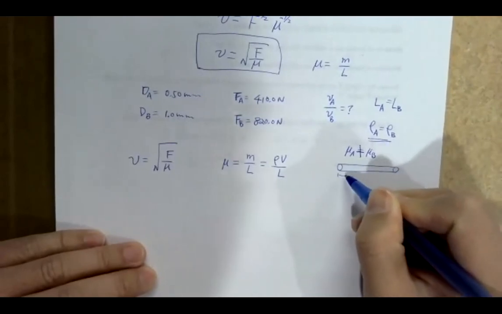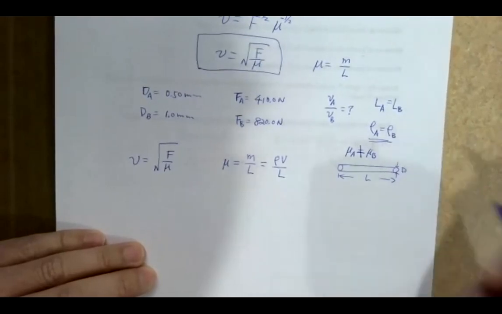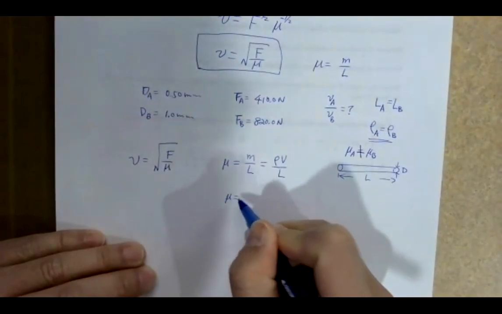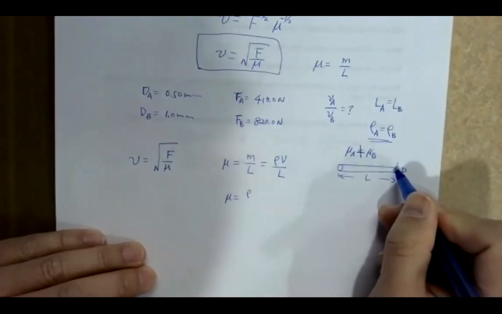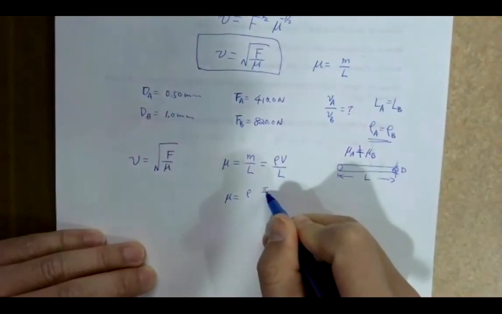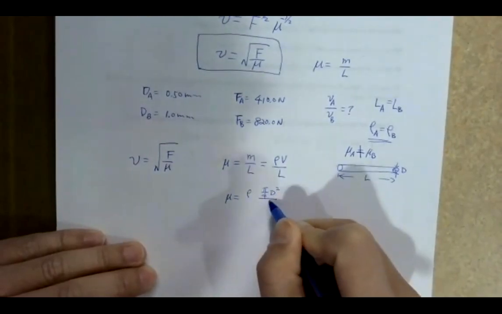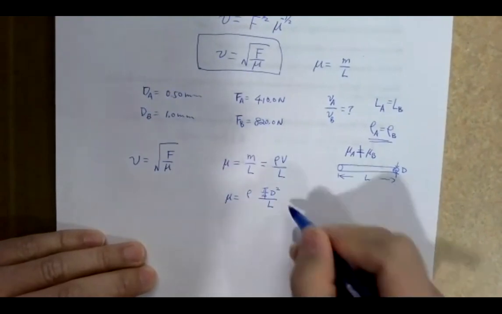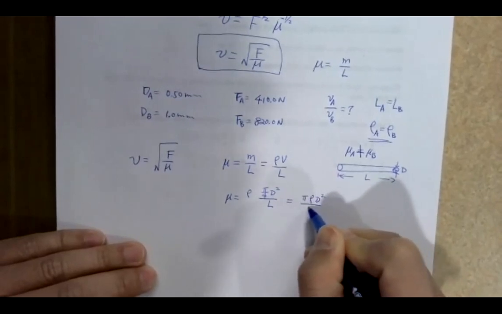So the length is L, and then diameters are given. So D are given, okay? So then you can express mu as rho times volume. Volume will be equal to the cross-sectional area times the length of the cylinder, right? Cross-sectional area, if we are given diameter, is pi over 4 d squared, right? Divided by L. Okay, so that's mu. You can write this as pi times rho times d squared divided by 4 times L.